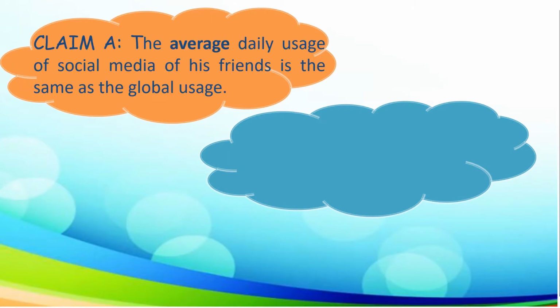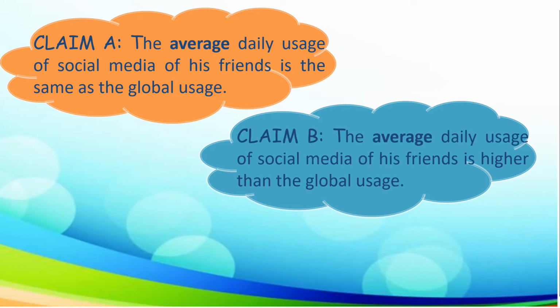There are two claims in the given problem. Claim A states the average daily usage of social media of his friends is the same as the global usage. And Claim B states the average daily usage of social media of his friends is higher than the global usage. If we're going to compare the two claims, the first one states the same and the second claim states higher than the global usage.